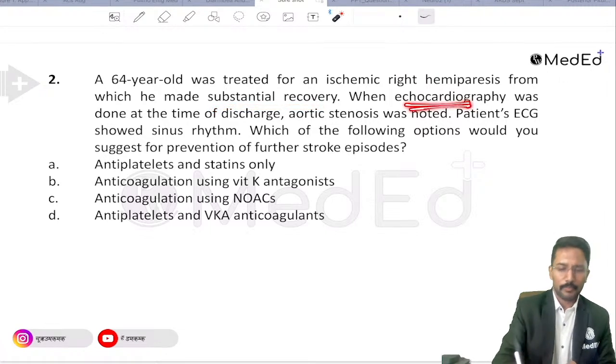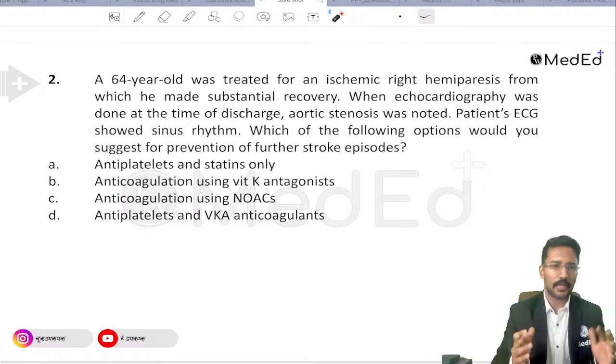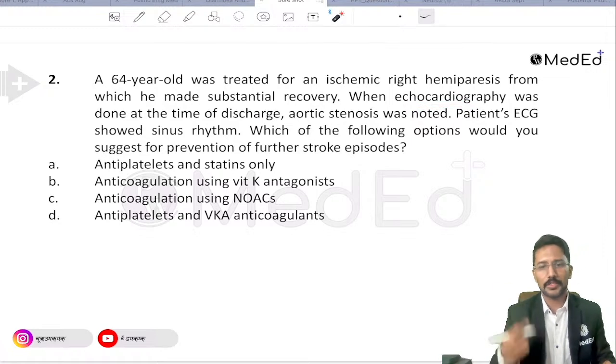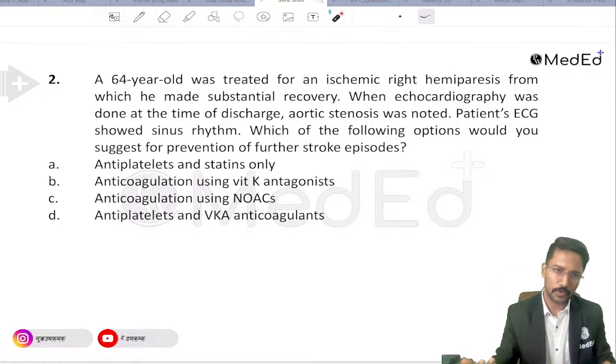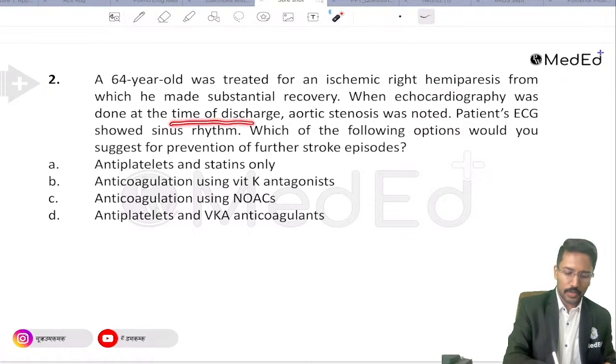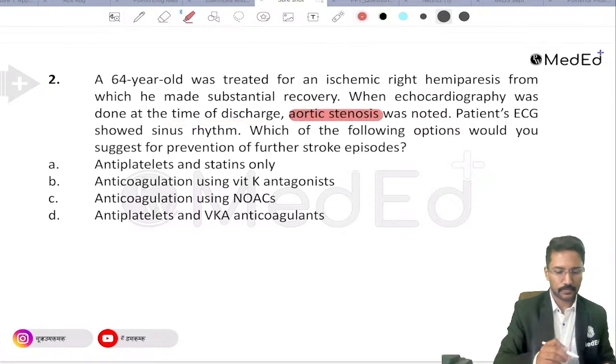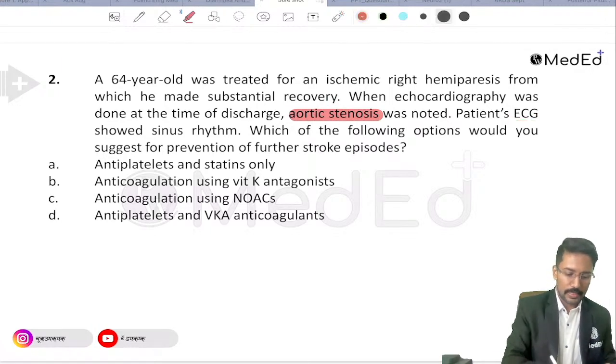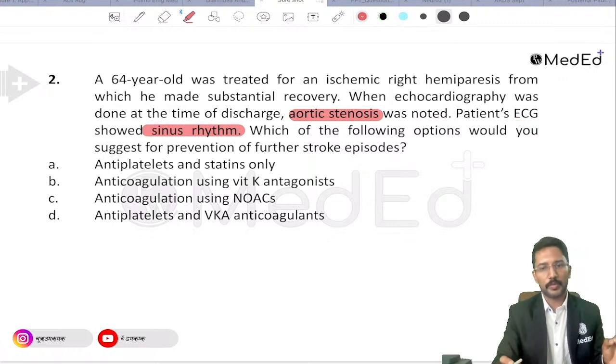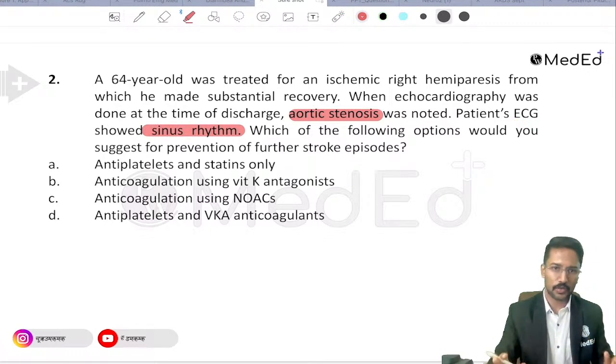His echo was done. As part of stroke evaluation, they have done an echocardiogram because there are a lot of cardiac conditions which can contribute to the formation of stroke. Okay, so he has undergone an echo at the time of discharge, and it shows that there is aortic stenosis. The ECG of the patient showed sinus rhythm. So we have not found any abnormality on the ECG, but patient had aortic stenosis.